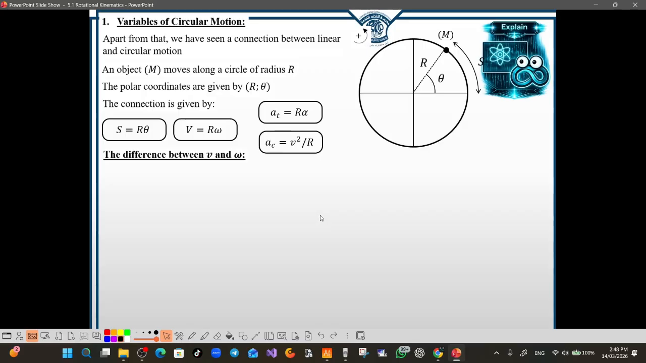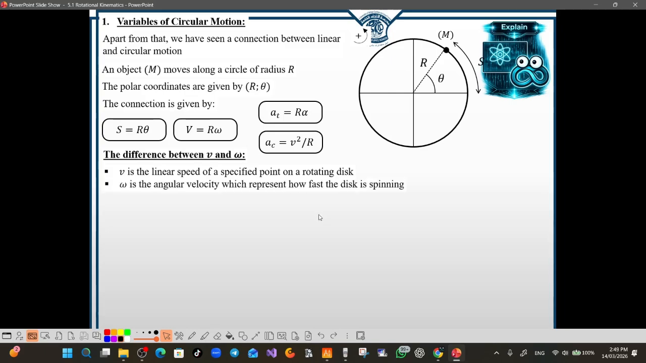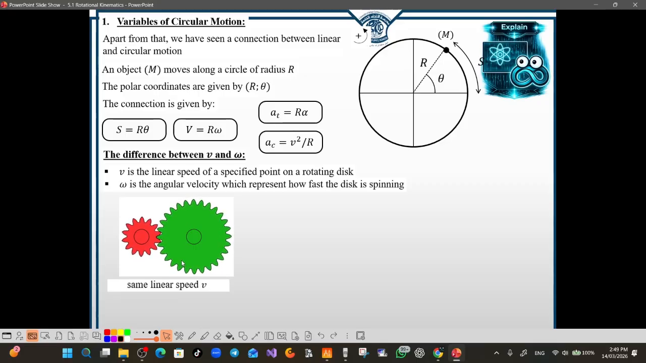Now, what is the difference between v and omega? v is the linear speed of a specified point on a rotating disk. So it's a linear speed. It's more about covering distance in a specific time. Omega is the angular velocity, which represents how fast the disk is spinning. So for example, here the red gear is spinning more than the green gear. And we can deduce that they have the same linear speed because they are traveling the same distance, but the way of rotation is different, which means we have different omega.